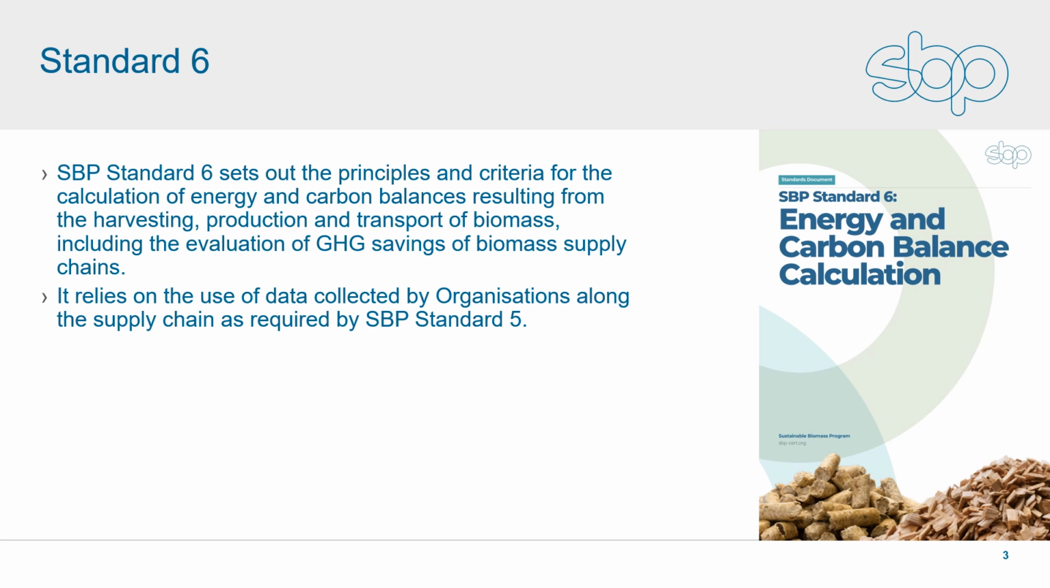SBP Standard 6 sets out the principles and criteria for the calculation of energy and carbon balances resulting from the harvesting, production and transport of biomass, including the evaluation of greenhouse gas savings of biomass supply chains. In short, Standard 6 is about actual greenhouse gas emissions calculations. It relies on the use of data collected by the organization along the supply chains as required by Standard 5. If you haven't yet checked the module on Standard 5, please do it before checking this presentation.